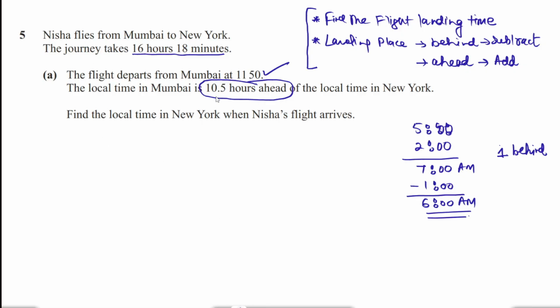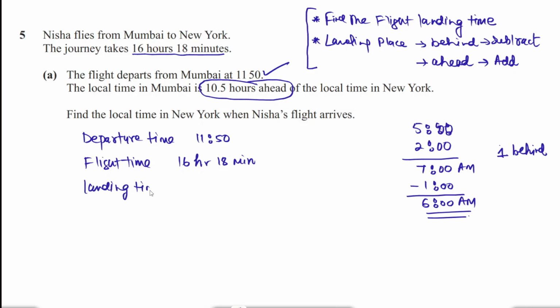And let us see. What is the departure time? Departure time is 11:50, and flight time is 16 hours 18 minutes. Okay, so this is 11 hour 50 minutes, this is 16 hour 18 minutes. Therefore, landing time with respect to Mumbai, that is 11:50 plus 16 and 18.